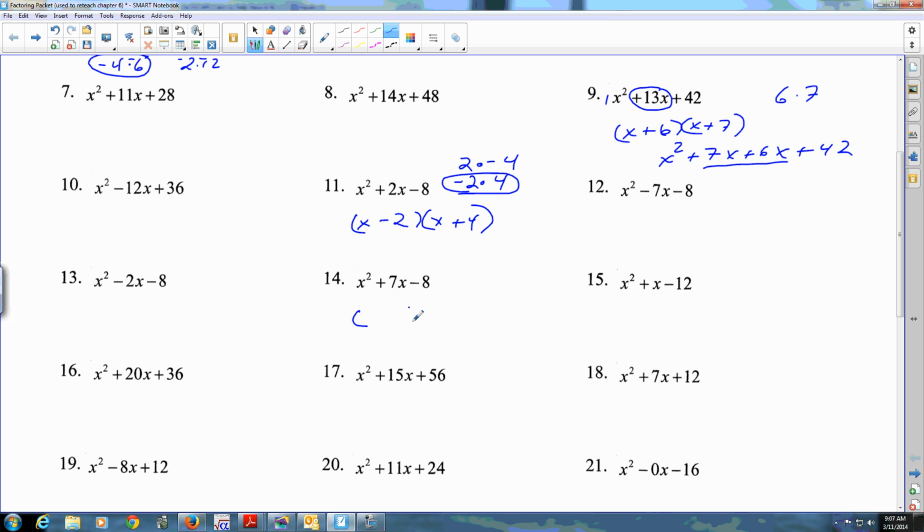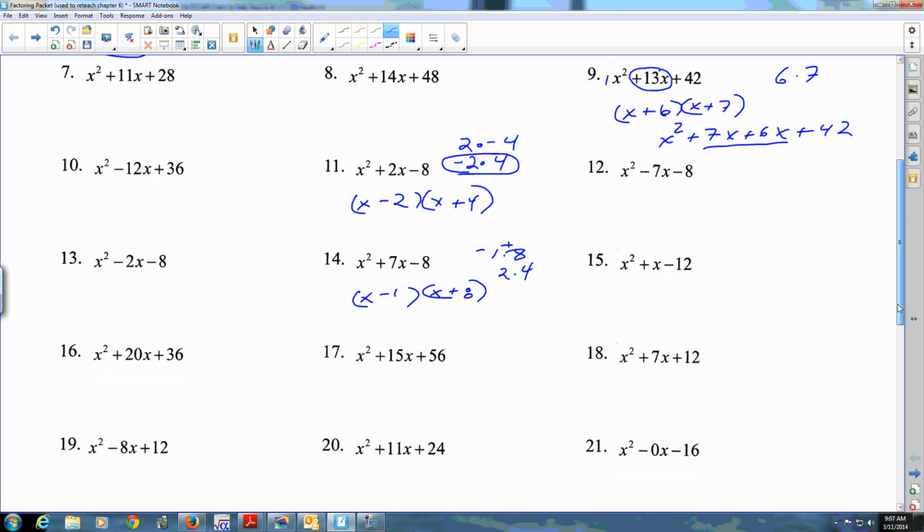Okay, so here's another one. They're multiplying to -8. So things that give you 8 would be 1 and 8, 2 and 4. Okay, they're multiplying to negative, adding to positive. So minus, plus, -1 plus 8. Okay.